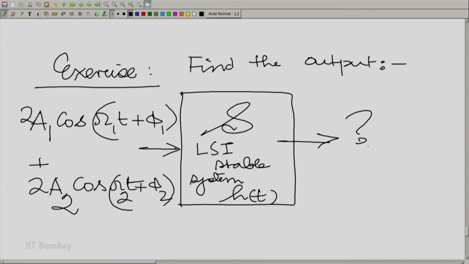And the hint is very simple. Remember, the system is linear. So, if I have a sum of two inputs, you could find the output individually to each of those inputs and calculate the net output. I leave you with this question, and we will meet again in the next session.